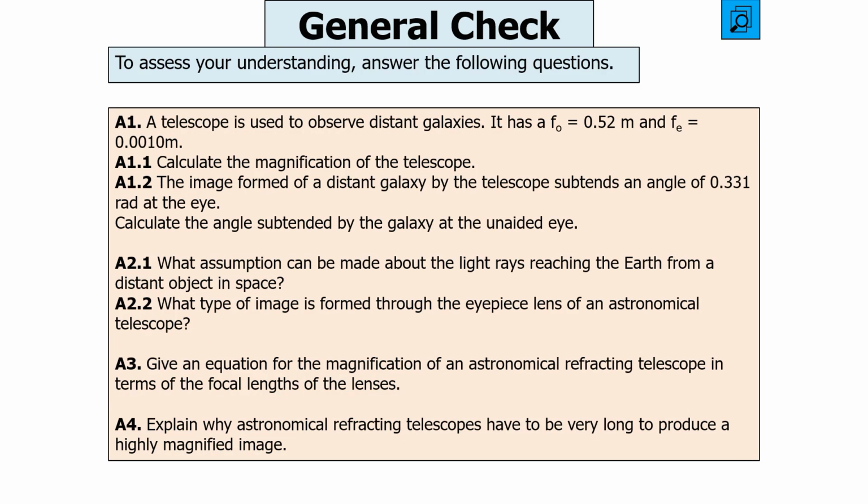The next question says, a telescope is used to observe distant galaxies. It has an FO of 0.52 meters and an FE of 0.0010 meters. Calculate the magnification of the telescope. The image of a distant galaxy by a telescope subtends an angle of 0.331 radians at the eye. Calculate the angle subtended by the galaxy at the unaided eye. Then what assumptions can be made about light rays reaching the Earth from a distant object in space? What type of image is formed through an eyepiece lens of an astronomical telescope, and then give an equation for the magnification of an astronomical refracting telescope in terms of the focal lengths of the lenses, and then finally explain why astronomical refracting telescopes have to be very long to produce a highly magnified image. So pause the video now, then unpause the video when you want to go through your answer.